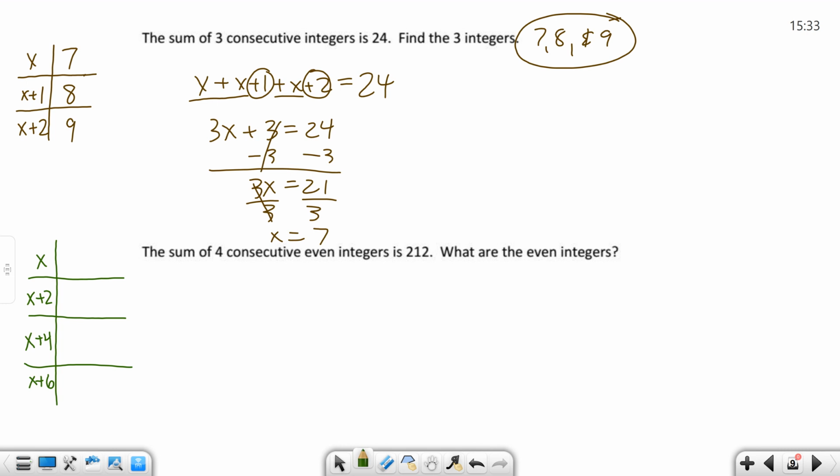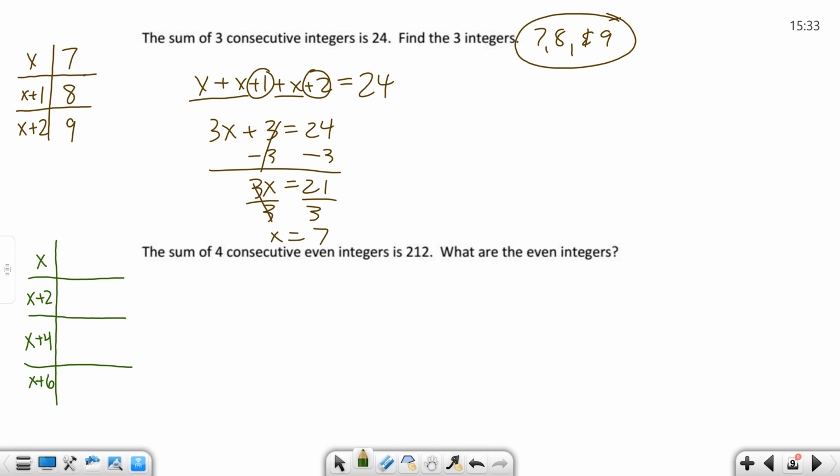The setup here would look the same way if these were odd, even though this is 2, 4, and 6. Students like to get confused and want to use 1, 3, and 5. No. If you start with an odd number, 3, how do you get to the next odd number? You still add 2. 3 plus 2 is 5. So you add 2, 4, 6 for consecutive even or odd integers.